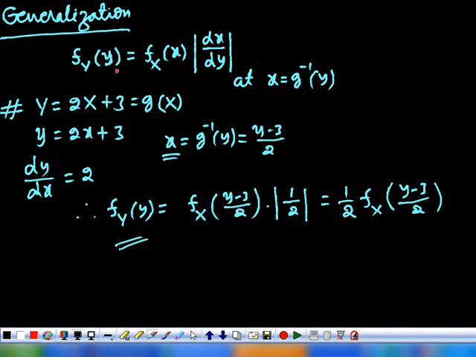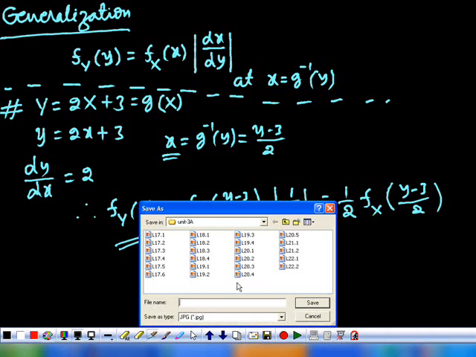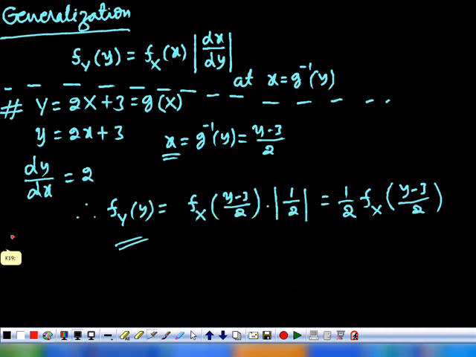So we are generalizing this as fY(y) = fX(x) |dx/dy|. And this is the example. Similarly, if we take the example y = x², I think we already did it. Now we use this relation and try to find it.